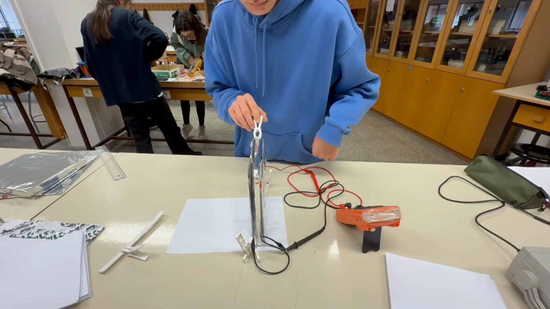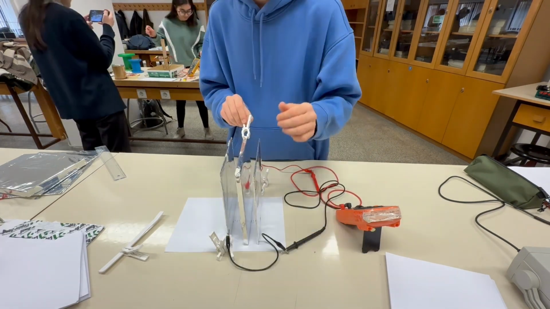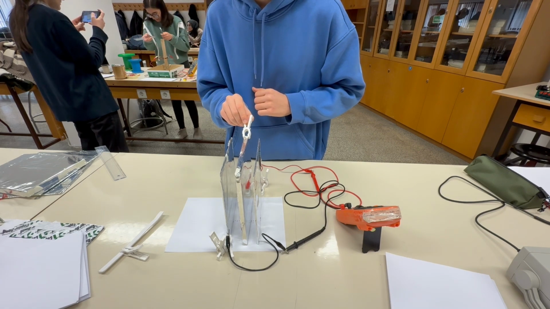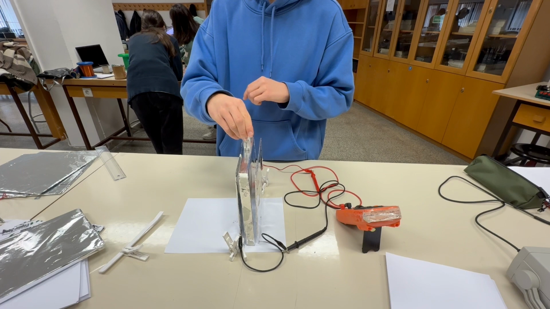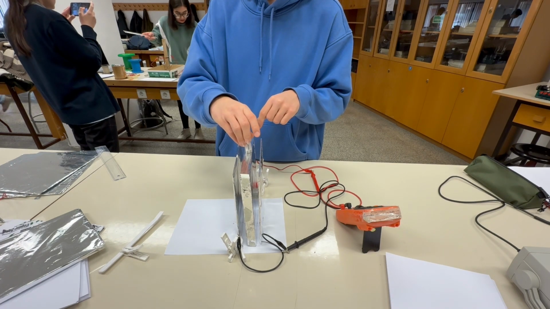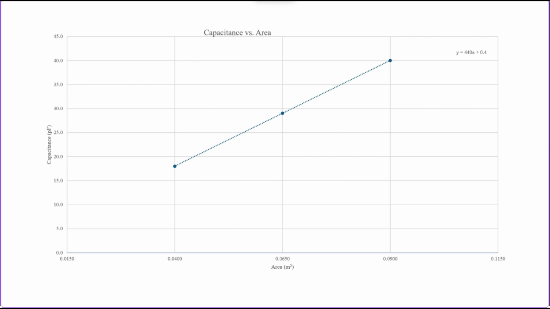In the fourth stage, boxes wrapped in aluminum foil of thickness 1 cm and 2 cm were inserted between parallel plates. Capacitance measurement was performed at separation distances from 1.5 cm to 5 cm with 0.5 cm increments. The graphs of measurements were examined.